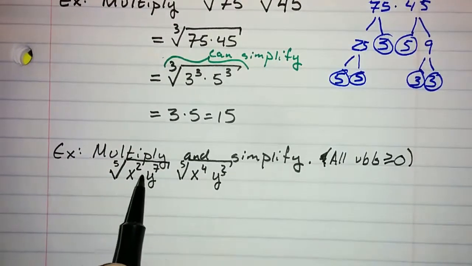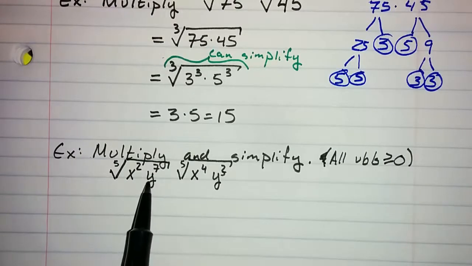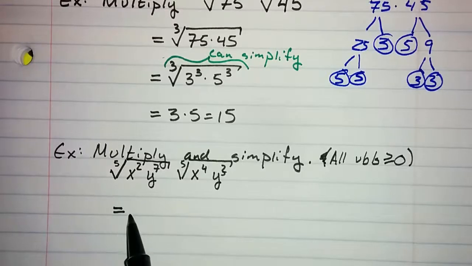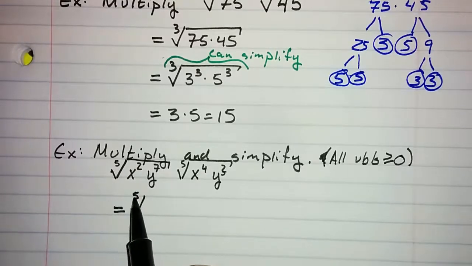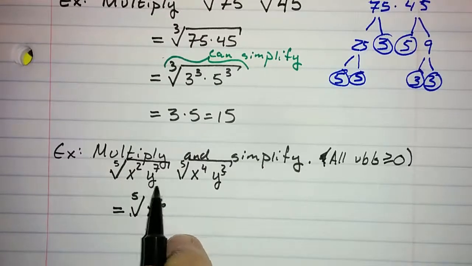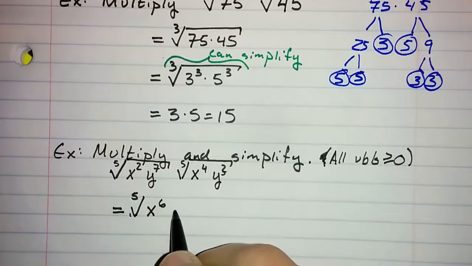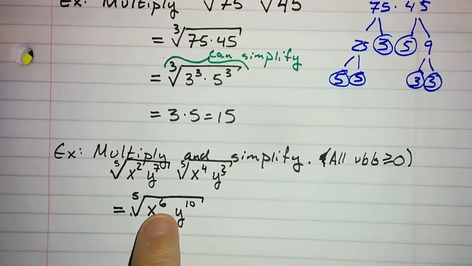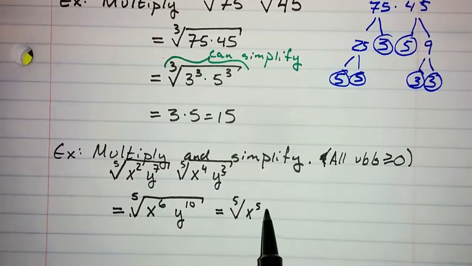Alright, well, we could simplify this, but I'm going to just do one simplifying pass instead. We'll have the fifth root. x squared times x to the fourth is x to the sixth. y to the seventh times y to the third is y to the 10th. The multiple of 5 that's closest to 6 without going over is 5. 5 plus 1 is 6.